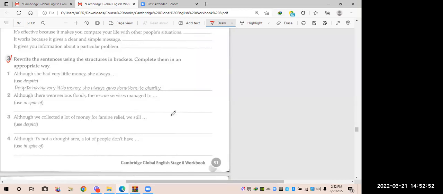In spite of severe floods, the rescue service managed to help everyone. Despite collecting a lot of money for famine relief, we still didn't have enough. And in spite of not being a drought area, a lot of people don't have enough water to provide.